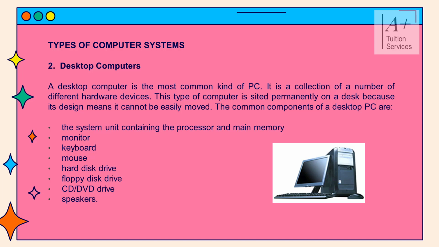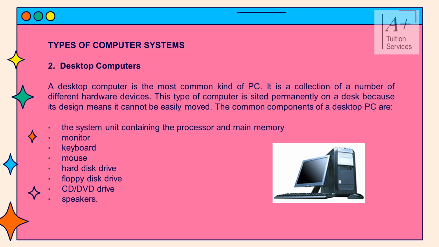A desktop computer is the most common kind of PC. It is a collection of a number of different hardware devices. This type of computer is sited permanently on a desk because of its design, which means it cannot be easily moved.